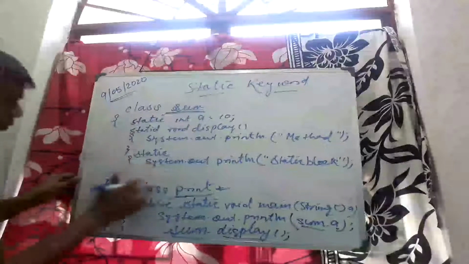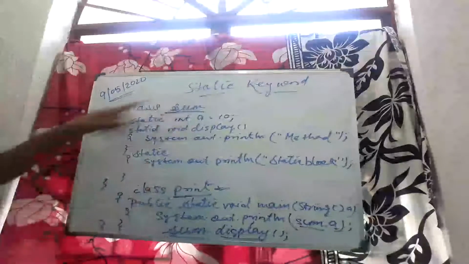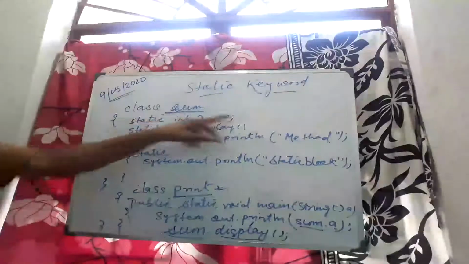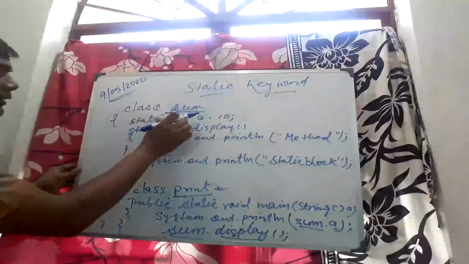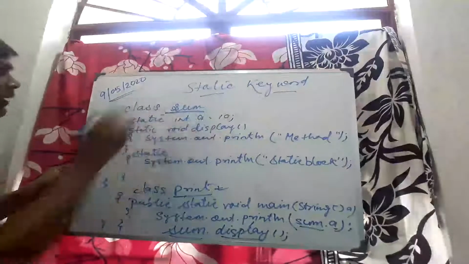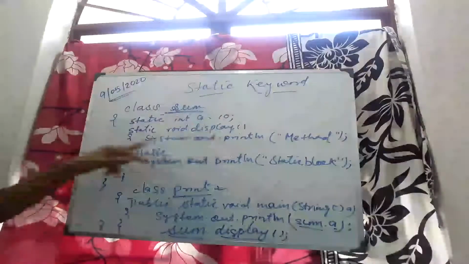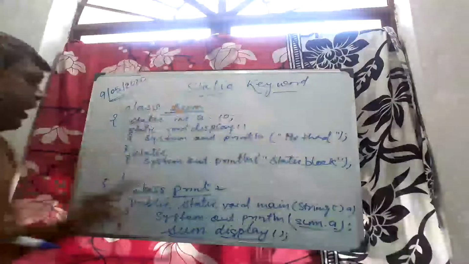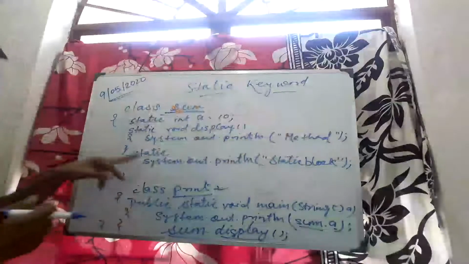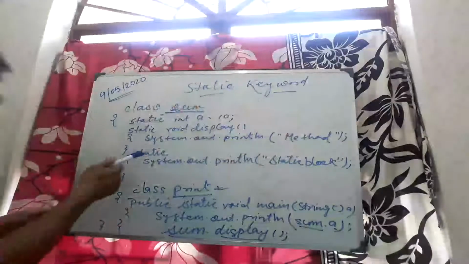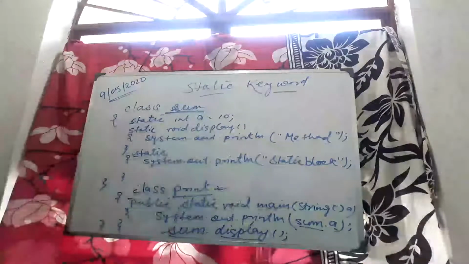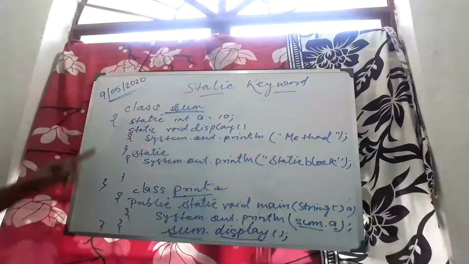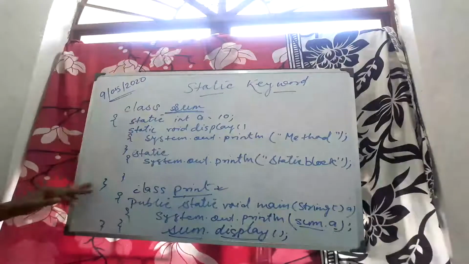Now look at here once more. Class sum, static int a. I have taken a static variable a, and static void display. This is my static method. In this method, I am printing a statement, method. Now this is my static block. After the method has ended comes the static block. A static block means I have written static, and after that I have not written anything. Then within the block I have printed a statement. This is known as a static block. Clear? And in this static block, I have printed a statement and then the class ended.